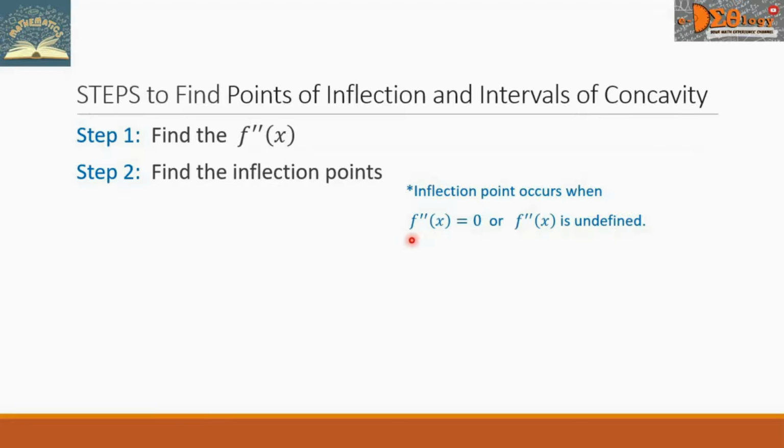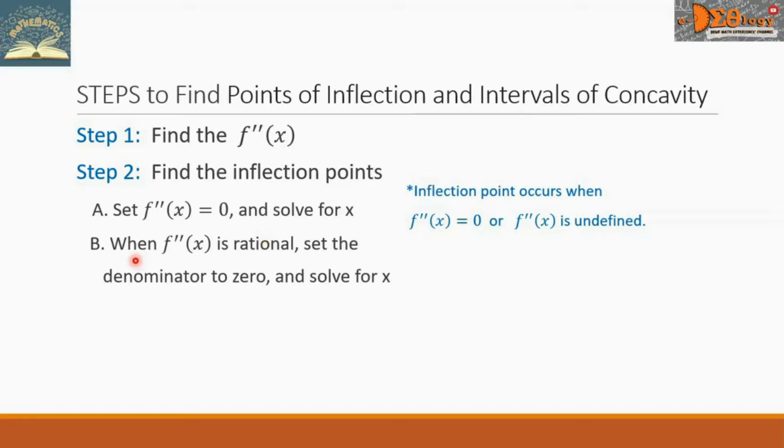For the first case, when f double prime of x equals 0, we can do this by setting f double prime of x equals 0 and solve for x. The resulting value of x is the inflection point. Letter B, when the second derivative is rational, or we say a fraction, set the denominator to 0 and solve for x. The resulting value of x is the inflection point, and that is the point when the second derivative is undefined.